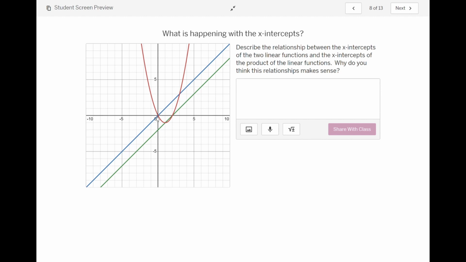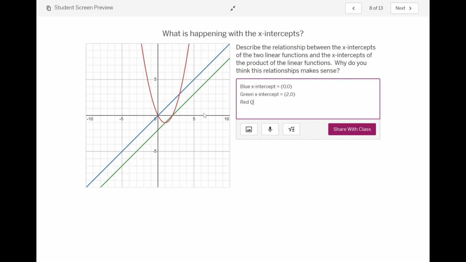So notice on our blue graph, my x-intercept, so on the x-axis, the part that I'm crossing is 0. So my x-intercept there is 0, or really 0, 0. My green linear function, my x-intercept, turned out to be, I think that's 2. Okay, so the point 2, 0.